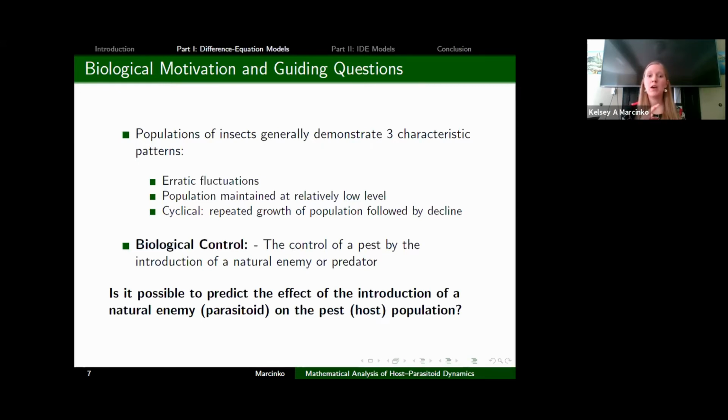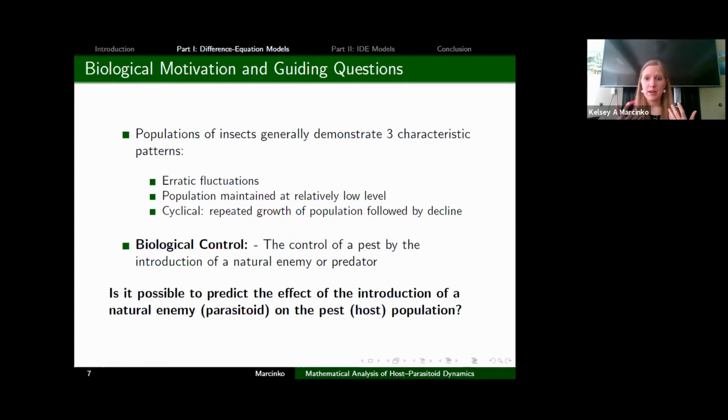You'll either see erratic fluctuations, or a population might be maintained at a relatively low level, which is certainly what farmers might hope, that their agricultural pests have low levels of population size. Or you might see cyclical populations, repeated growth and decline, outbreaks of these insects.